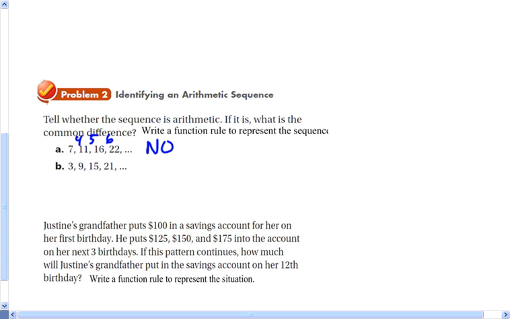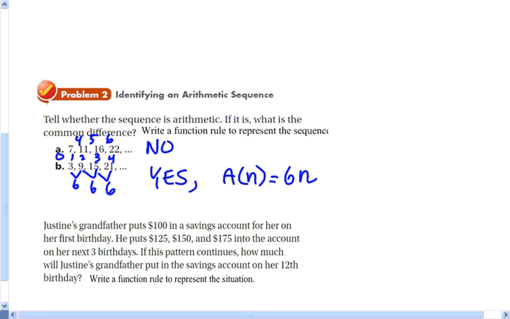Second one, 9 minus 3 is 6. 15 minus 9 is 6. 21 minus 15 is 6. The second one, yes. And our function rule, since it's an arithmetic sequence, we'll call it a sub n. And that's going to be 6 times n. And then we have to think about what would our 0th term be. This is our first, second, third, fourth. Our 0th term would be 3 minus 6, which is -3.